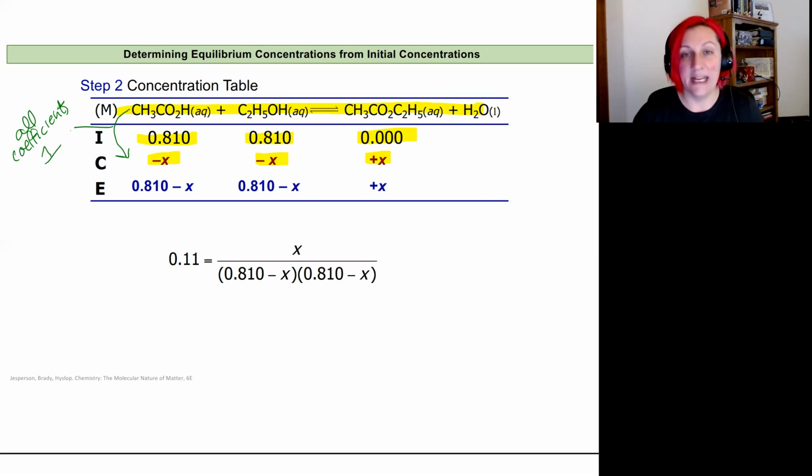All right, and now I combine these together. I take my initial and my change, I add them up to get my equilibrium concentrations. So for both of my reactants, this is 0.810 minus x. And for my product, it's just x. Now I plug these back into my equilibrium expression.